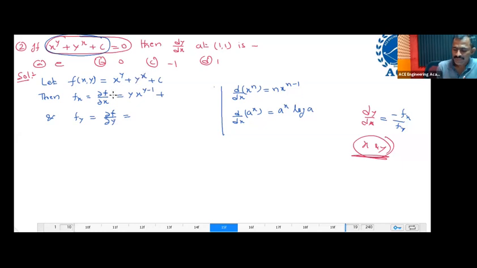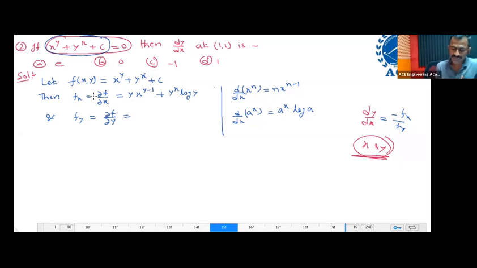Next, for the second term, we are differentiating with respect to x only. So y must be constant only. So the base is constant, the power is variable. y power x is in the form of a power x. So use this formula only. y power x into log y. That's it. This is the fx only.